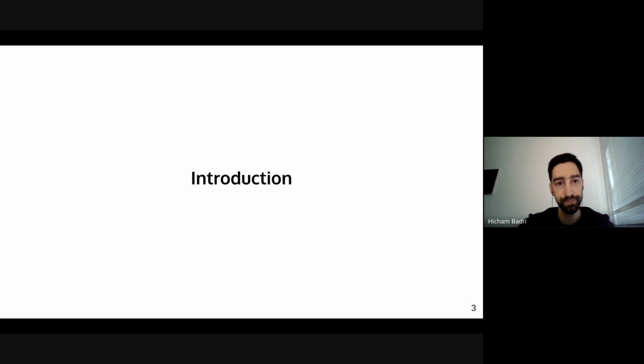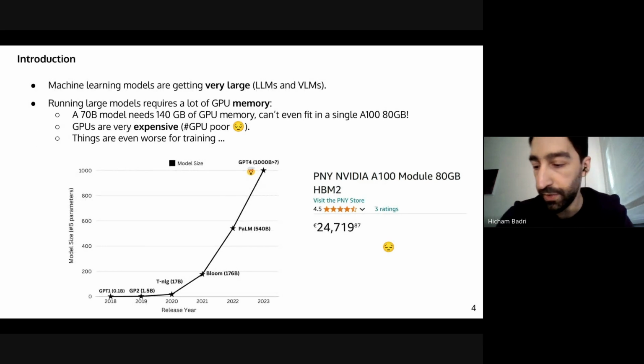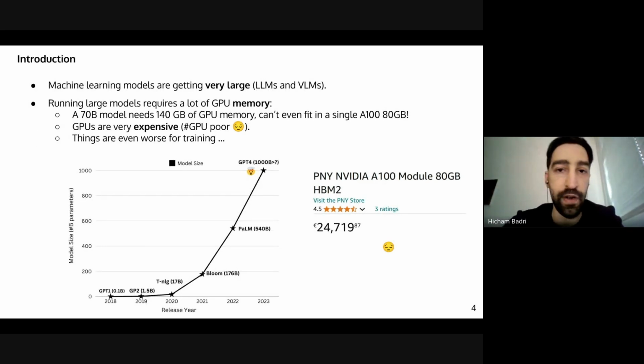So let's start. As everyone knows, machine learning models are getting very, very large. And running these models takes a lot of GPU memory. So for example, a 70B model would take roughly 140 gigabytes of GPU memory in FP16. So even if you have an A100 with 80 gigabytes, you're not able to run it on a single GPU. And obviously everyone knows GPUs are very expensive, especially for the GPU poor community.